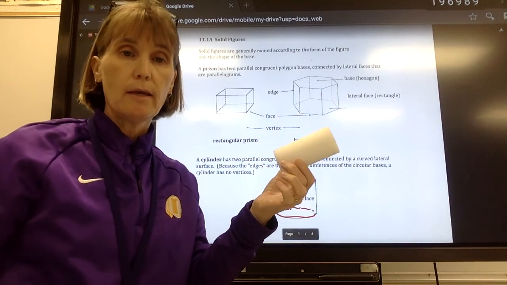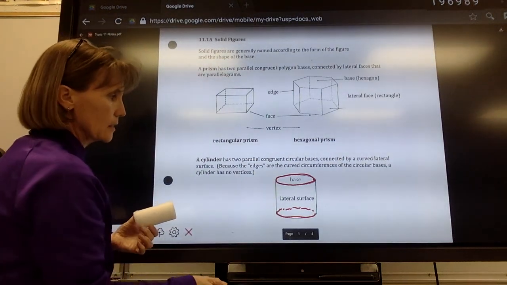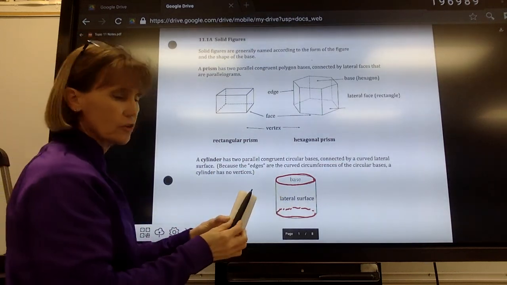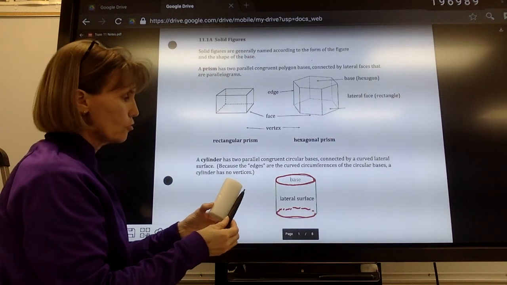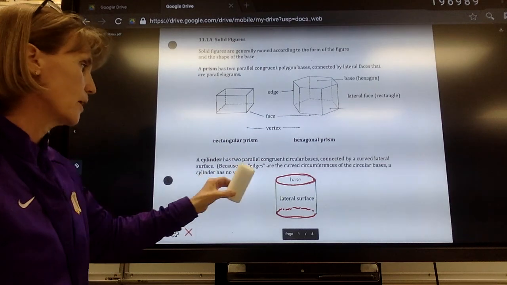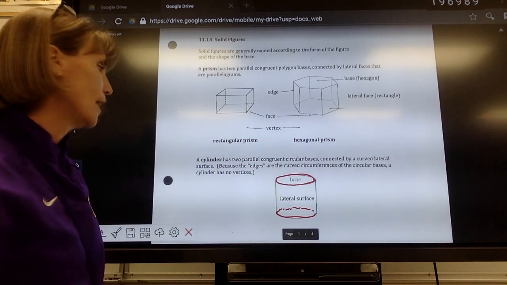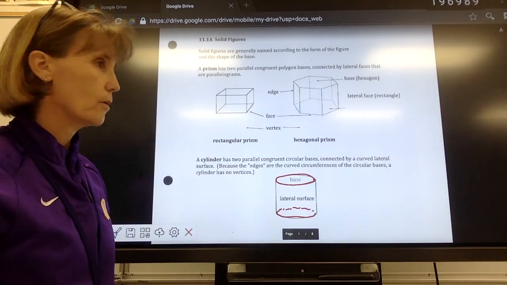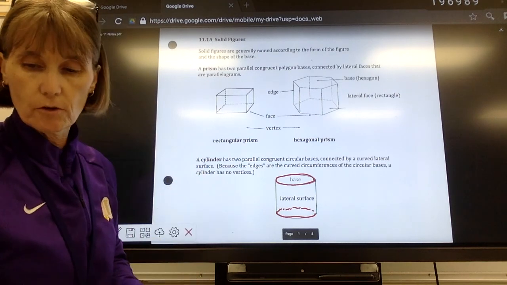A pop can is in the shape of a cylinder. It's got circular bases. It's connected by a curved lateral surface. So this surface out here, we don't have any edges. There are no edges here, but this is a curved lateral surface. It says because the edges are curved circumferences of the circular bases, a cylinder has no vertices. So there's no vertices, there's no edges. That would be your cylinder.